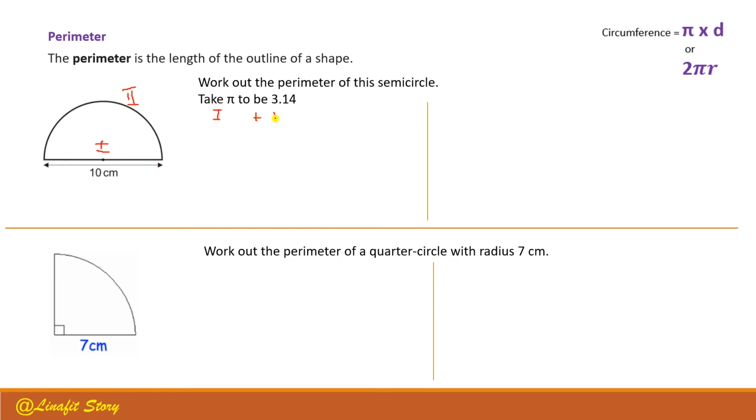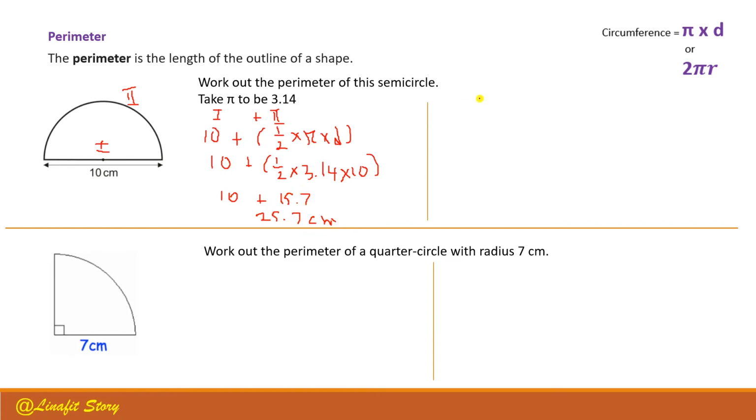Side number 1 is a straight line. This is 10 cm. Plus side number 2, this is the length of a semicircle. To get the length of a semicircle is 1/2 times pi times diameter. So 10 plus 1/2 times 3.14 times 10. So 10 plus 15.7 is equal to 25.7 cm.